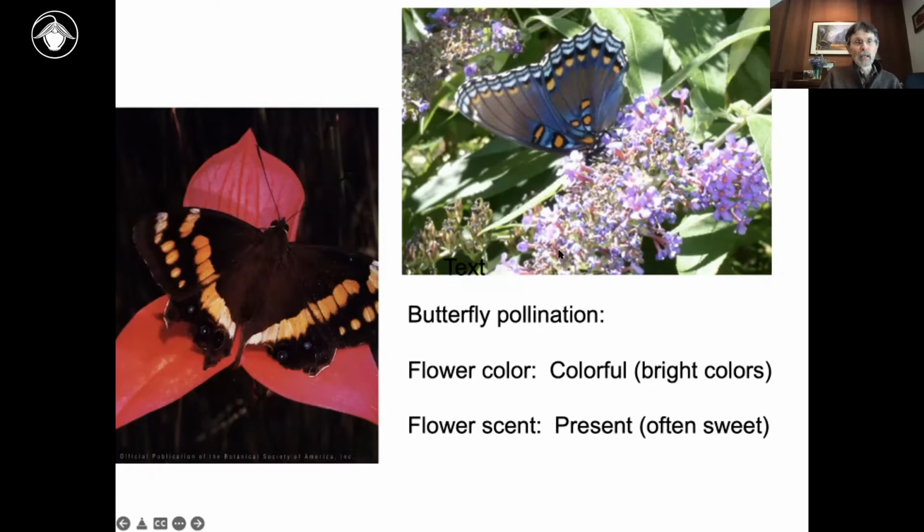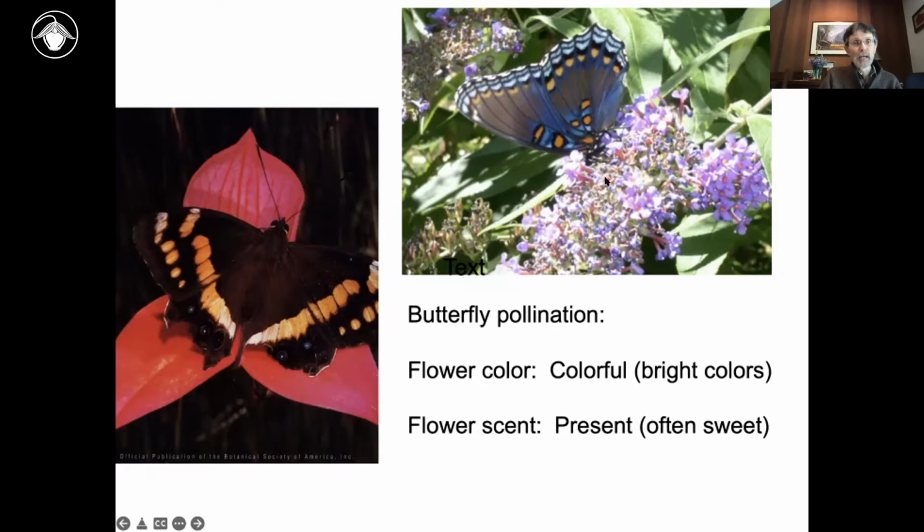And butterflies don't have quite the sense of smell, or olfaction, as moths, but they also have olfactory sense. It's pretty well developed, and the flower scents tend to be detectable to us and quite sweet. Again, these guys are just after nectar. So there sometimes are nectar tubes, and nectar is produced by these flowers.